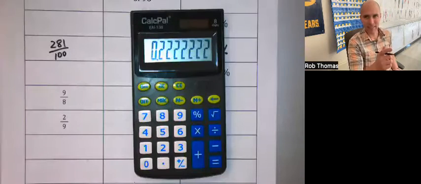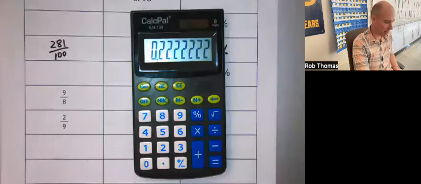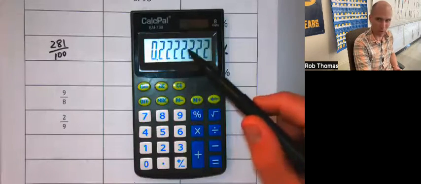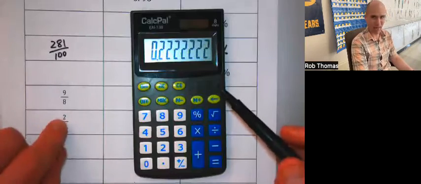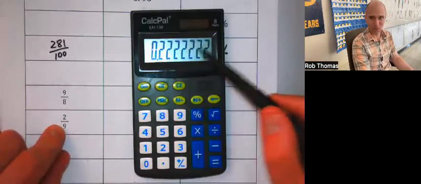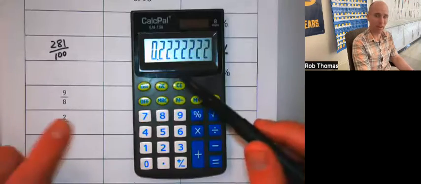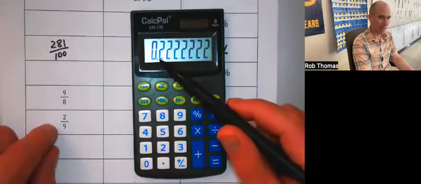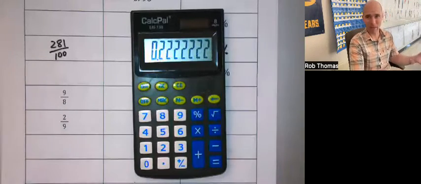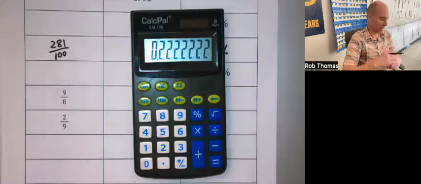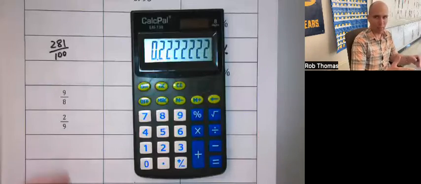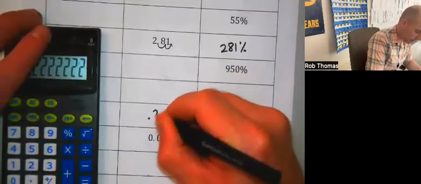The ninths are easy. If you do 1 divided by 9, you get 0.1111111. When I did 2 divided by 9, I got 0.2222222. 3 divided by 9 is 0.3333333. 4 divided by 9 would be 0.44444. I hope you get the pattern. It goes like that the whole way throughout the ninths. And so here we've got 0.2 repeating. So for my decimal, I'll write 0.2 repeating.